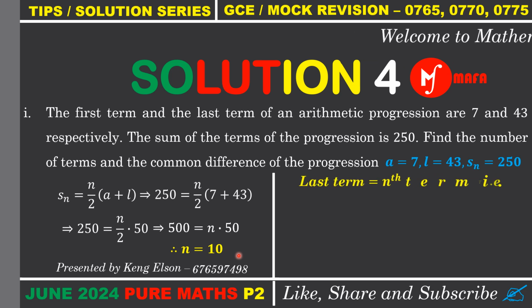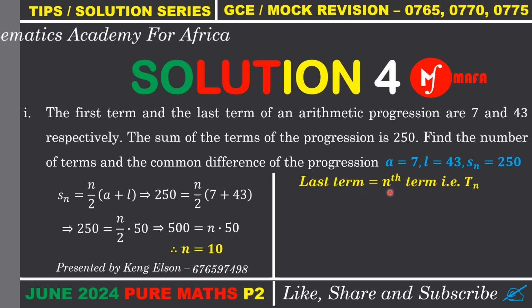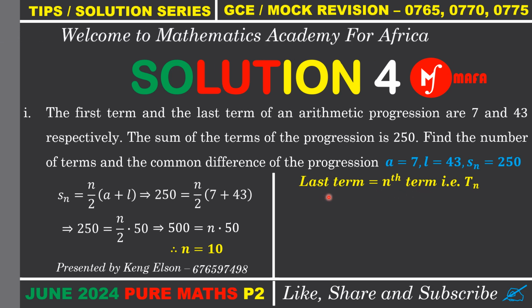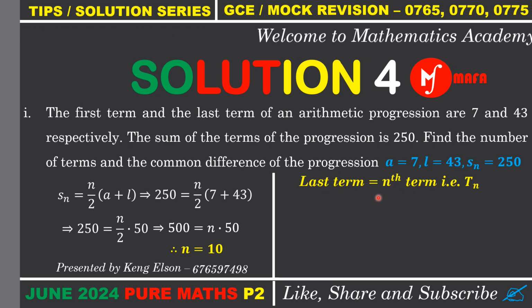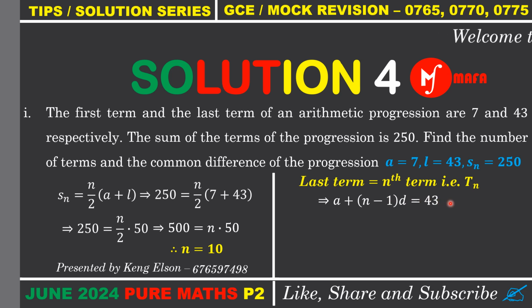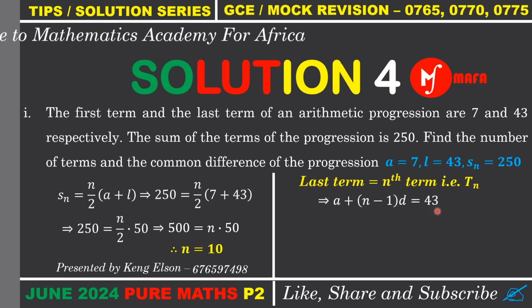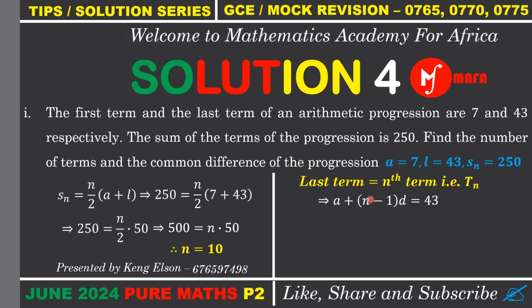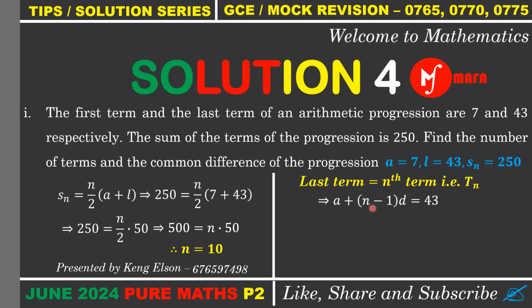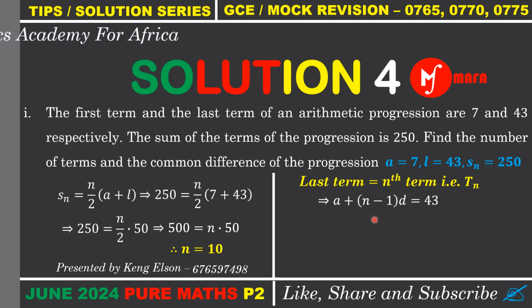We are going to use the knowledge that the last term is actually the nth term, and since n is equal to 10, it means that the last term is the 10th term. So we know that the nth term is a plus n minus 1 times d. It is 43, but for it to be 43, our n must be 10 because the 10th term is the last term, since there are 10 terms in the arithmetic progression.